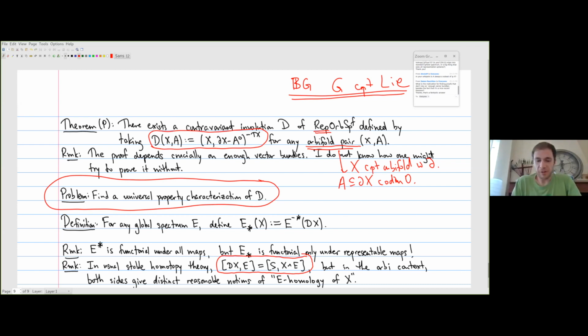But the funny thing is that in the Orbi-space context, this is no longer an equality. It's just not true. And so you have two things which you could reasonably call the E-homology of X. The only reason I chose to write this definition using the left-hand side instead of the right-hand side is that the left-hand side is the one that's relevant for the Pontryagin-Thom isomorphism.